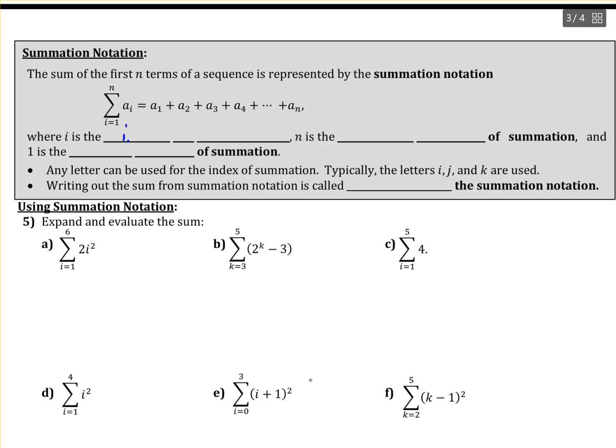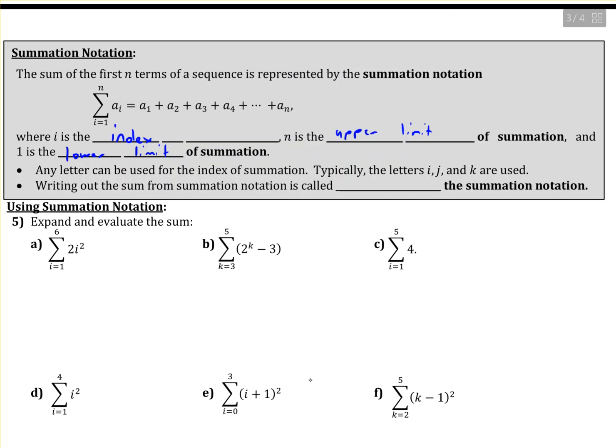So i is the index, n is the upper limit, or sometimes upper bound, and there is a lower limit of summation. Any letter can be used. Typically it's i, j, or k. Sometimes n, but n can make it a little confusing. And writing out the sum of summation notation is called expanding.